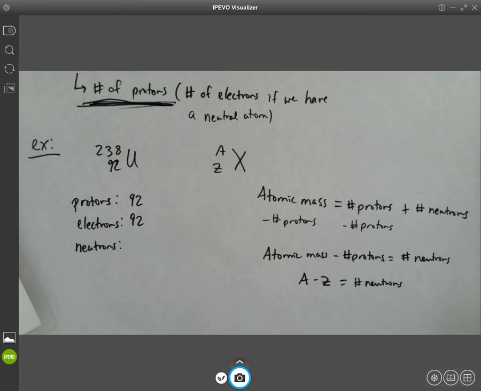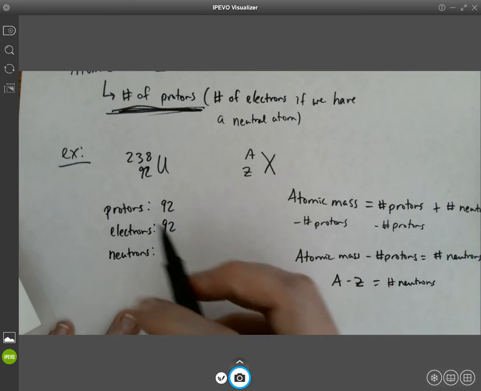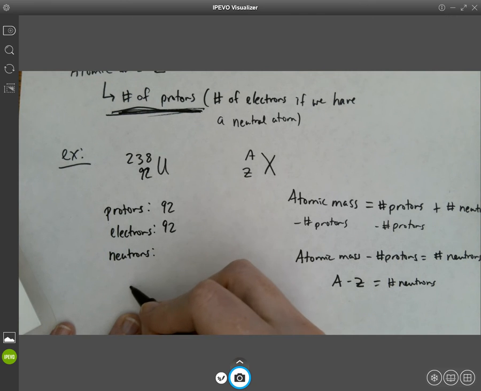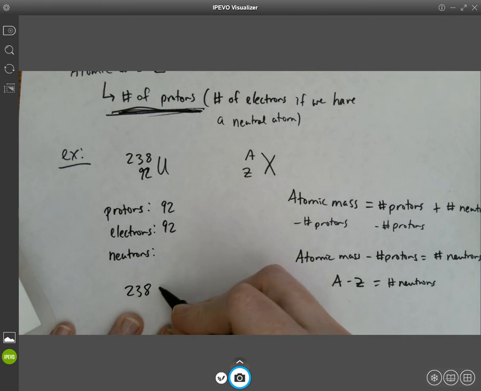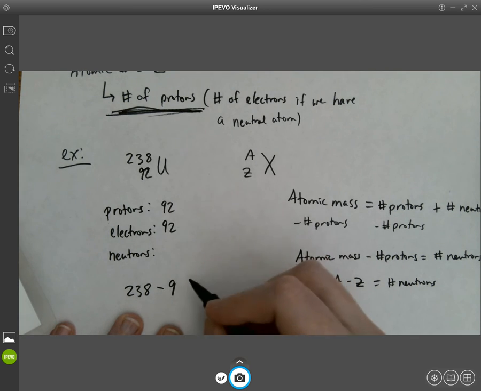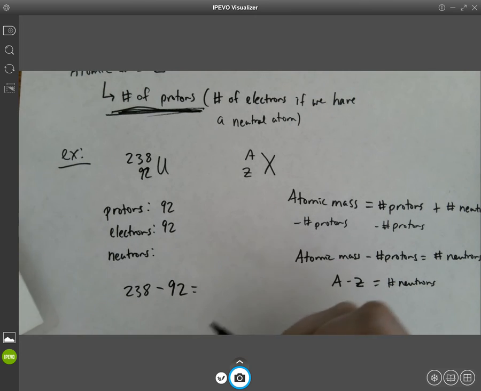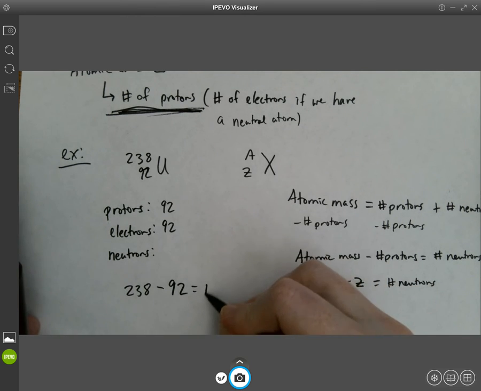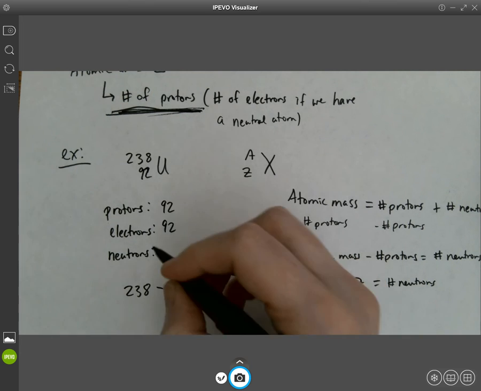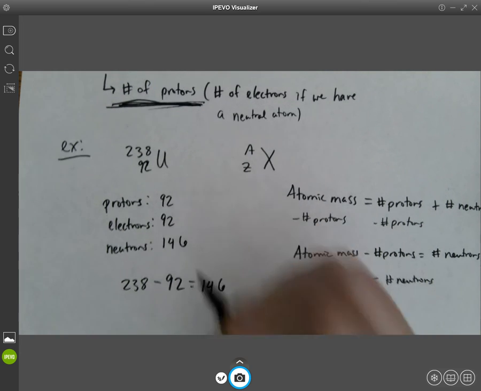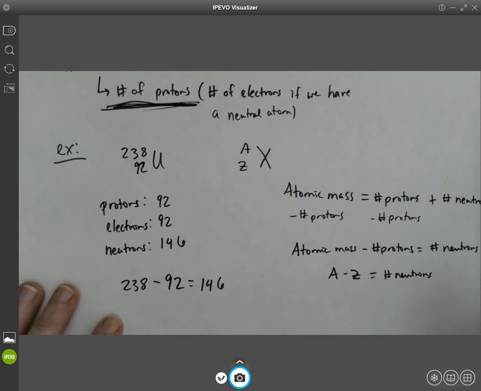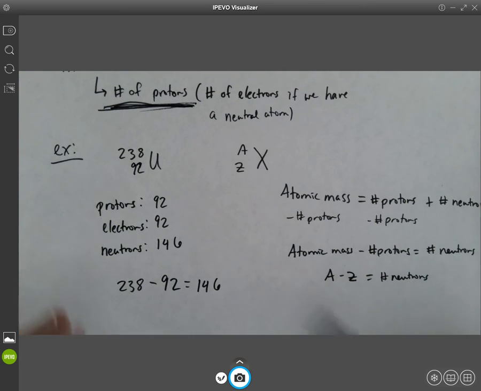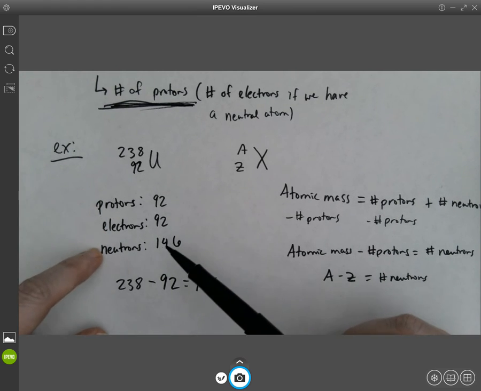Okay. So in this case, we're going to figure this out. So we have our atomic mass is 238 minus 92 is our atomic number. So we're going to calculate what is 238 minus 92. And our answer is going to be 146. So 146 is our number of neutrons. It's as simple as that. And this is how we find the number of protons, electrons, and neutrons.